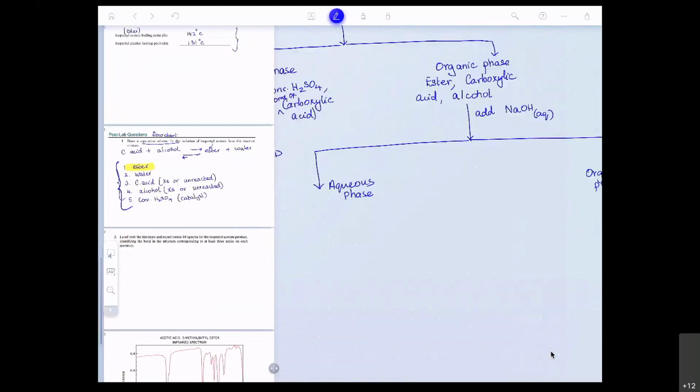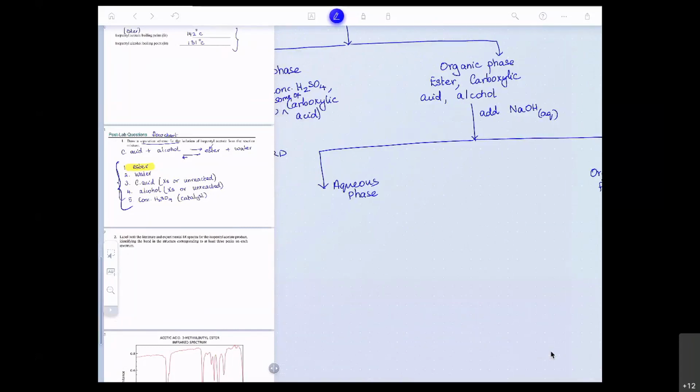Now sodium hydroxide is basic. So what's going to happen is the carboxylic acid will react with sodium hydroxide to form the salt and water. We don't want the carboxylic acid, so discard.